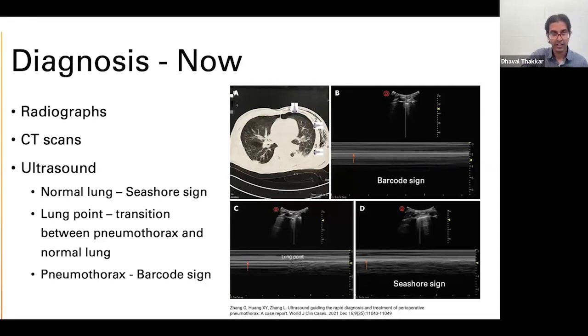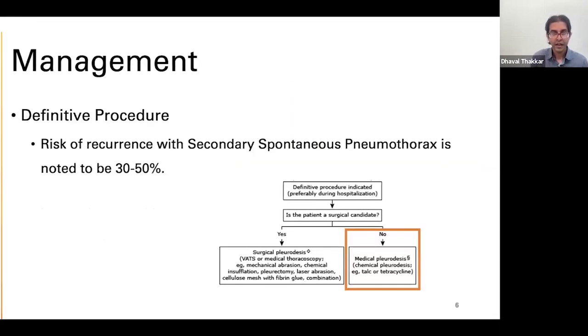And I think this has really changed the game of diagnostic speed, essentially. And so management, for secondary spontaneous pneumothoraces, definitive procedure of some sort is the recommended management, because the risk of recurrence is somewhere between 30 to 50%, so significantly higher than our primary spontaneous pneumothoraces.